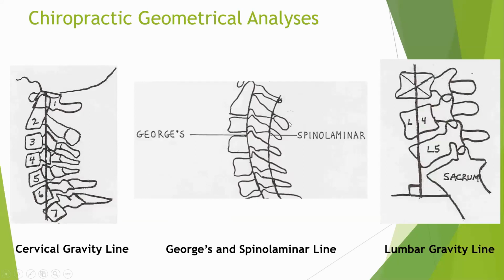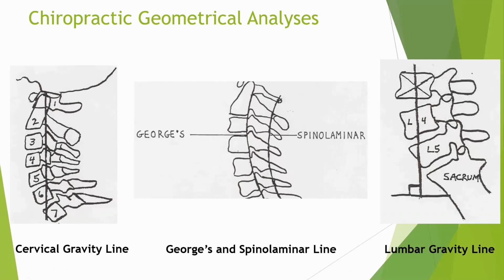And where is this spinolaminar line? Spinolaminar, as the word says, is the junction between the spinous process and the lamina of the spine, which is essentially the bone between the transverse process and the spinous process. That curvilinear bone, that junction between the spinous process and the lamina, if you draw a line across, that's called the spinolaminar line. You also need to check if this spinous process is crossing the spinolaminar line or not. That will help you understand if there is listhesis or not.